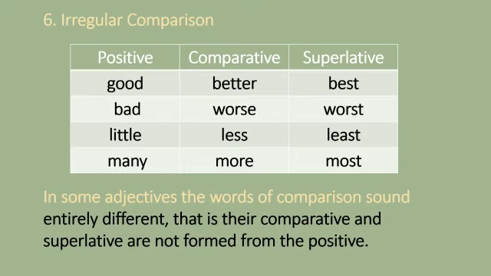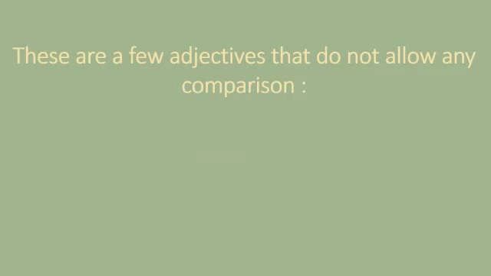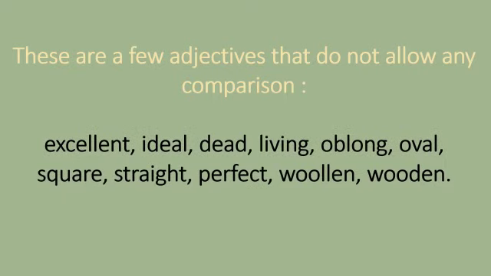In some adjectives, the words of comparison sound entirely different. That is, their comparative and superlative are not formed from the positive. These are a few adjectives that do not allow any comparison: excellent, ideal, dead, living, oblong, oval, square, straight, perfect, woolen, wooden.